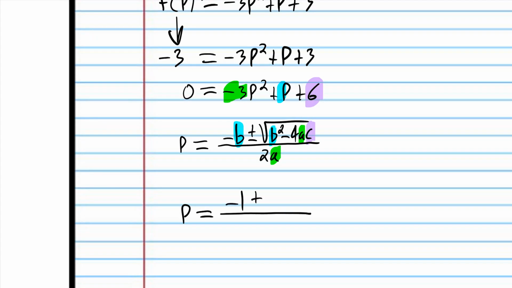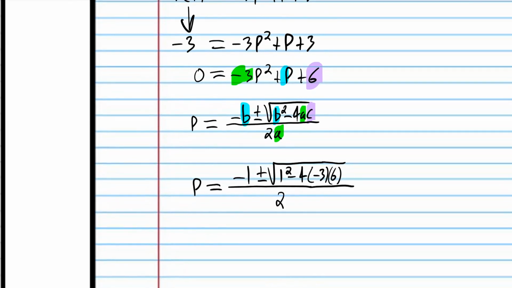So we have negative 1 plus or minus root 1 squared minus 4 times negative 3 times 6 over 2 times negative 3. So A went there, and C went there, and B went here.